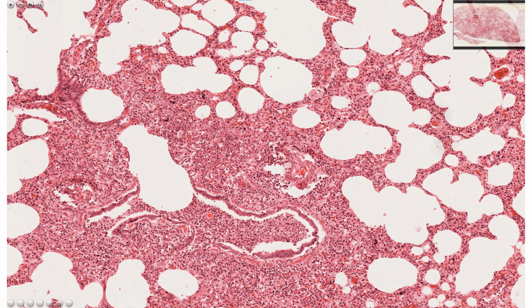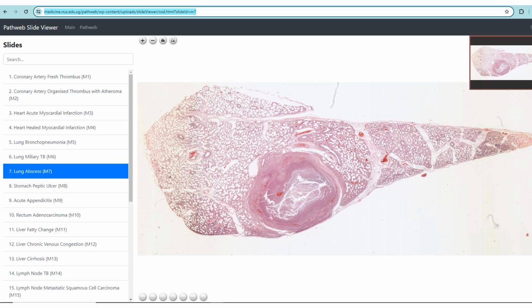So the presence of neutrophils, exudate, is what we call them. It is not just neutrophils, it is neutrophils with tissue debris, necrotic tissue debris, what we call neutrophilic exudate inside the alveolar space. So we call this pneumonia, bronchopneumonia.